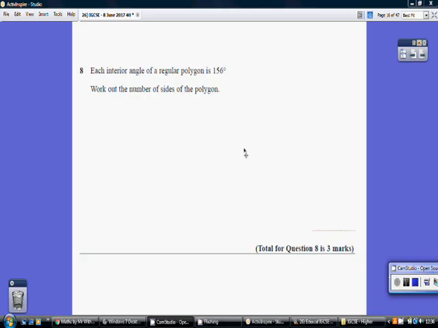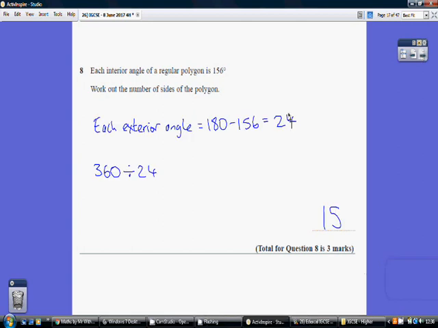Question 8. So we're told that each interior angle of a regular polygon is 156. Work out the number of sides of the polygon. Okay. So in order to do this, we're going to need to work out the size of each exterior angle. Now an interior angle plus an exterior angle form a straight line, so they together must add up to 180. So if the interior angle is 156, then each exterior angle must be 180, take away 156, which is 24 degrees.